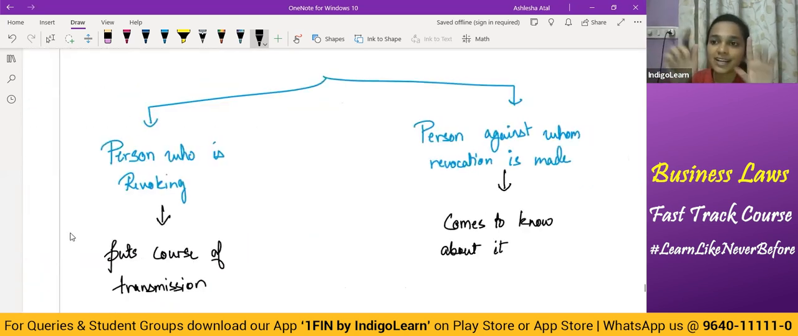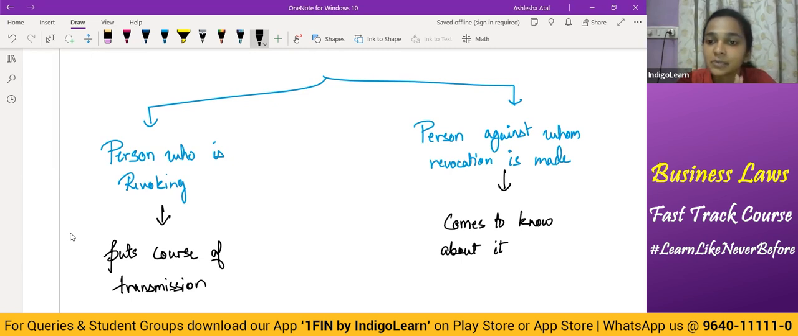So if you understand, this is completely opposite to what we have understood about completion of communication of acceptance. There, it was the person who was posting it, from the other person's point of view, it was complete. However, here the person who is making the revocation, when he posts the letter, the communication of revocation is complete at that particular point of time. However, from the point of view of the person against whom the revocation is made, when he comes to know about the revocation, the communication of revocation is complete at that particular time. Clear?